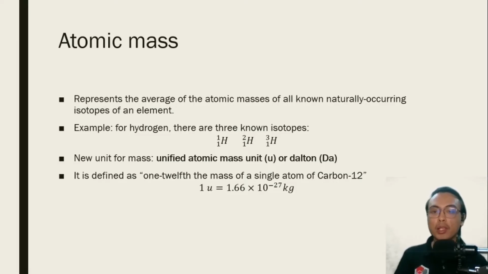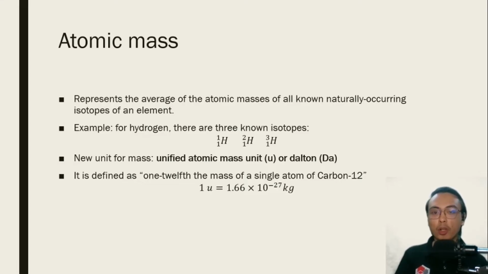Atomic masses represent the average of the atomic masses of all known naturally occurring isotopes of an element. Basically, the atomic mass that you are reading from a periodic table is the average atomic mass of all of the known naturally occurring isotopes of the elements.